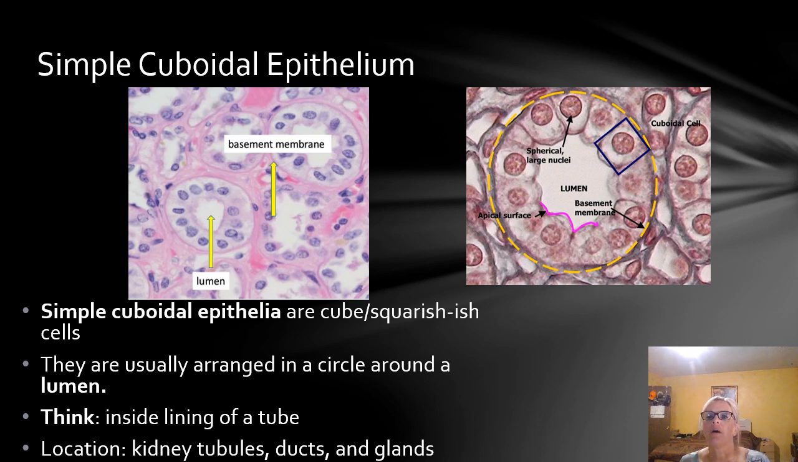And you've got some cuboidal cells. You've got that large spherical nucleus here. Remember, simple means one layer. Cuboidal means they are roughly cube-shaped. And you can see the outline over here of a square to show that it is cube-ish shaped. All right, and so think about locations for these. They are lining the inside of a tube. So this is going to be things like kidney tubules, ducts, and glands.